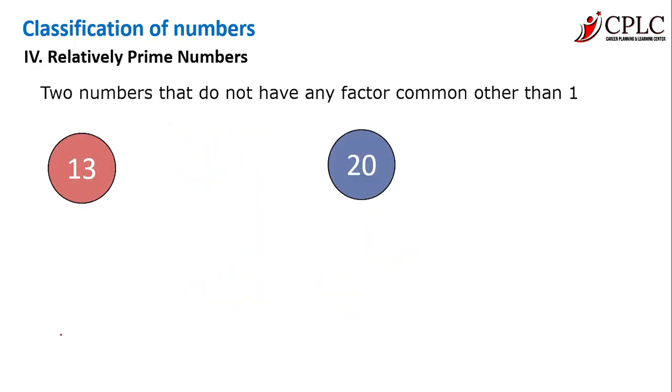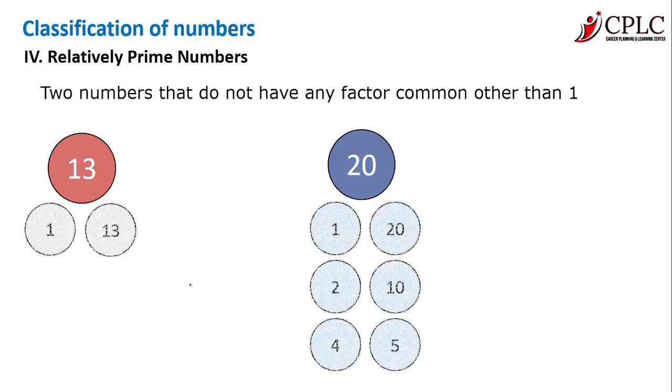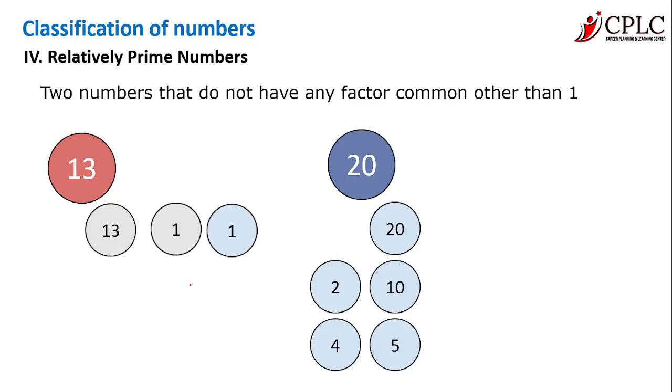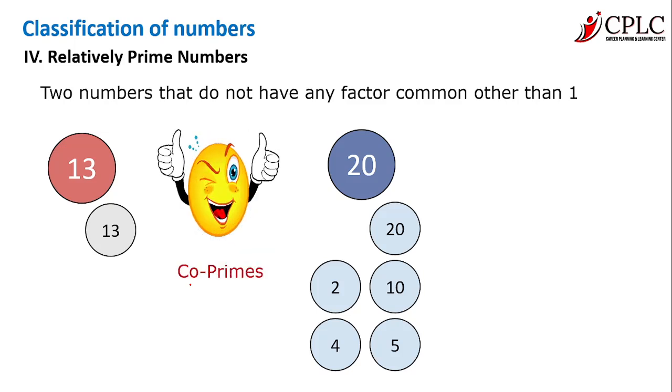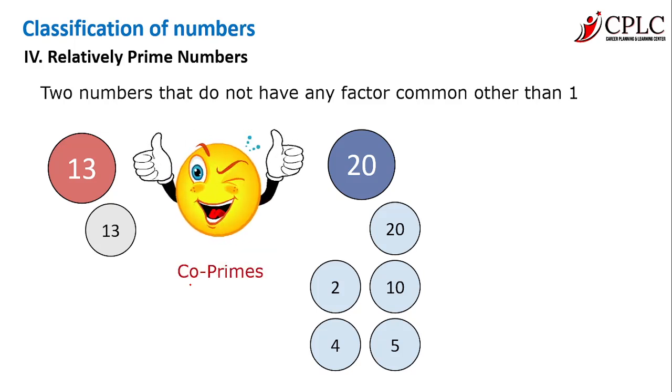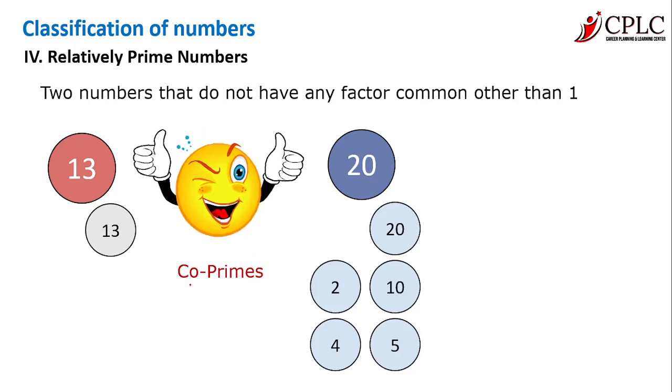Similarly, let's say 13 and 20. 13 being a prime number has only two factors, 1 and 13, but 20 is a composite number, so it has more than two factors. If we take common factors, there is only one common factor, and that means they are going to be co-prime to each other because they satisfy the criteria. Only one common factor between them, and they are called co-prime numbers. This is the way to identify them.